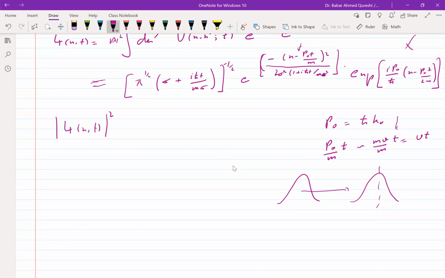But not only that, if I compute psi mod square, you need to do some work, which I'm not going to waste time on. You get some mess here, but not that much of a mess as in the last expression. This is sigma.